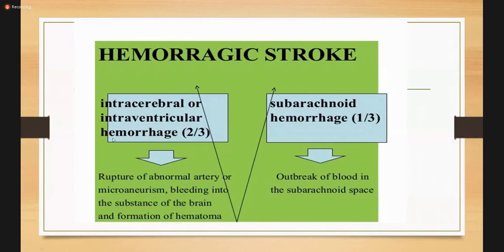Intracerebral hemorrhage is rupture of an arterial wall or microaneurysm leading into the substance of the brain and formation of a hematoma. But subarachnoid hemorrhage is due to the leakage of blood into the subarachnoid spaces.